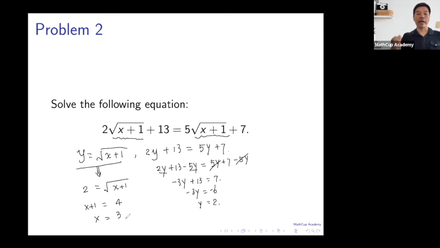So here is basically the idea of using substitution to solve equations that on the surface do not look like linear equations, but are really linear equations in disguise.